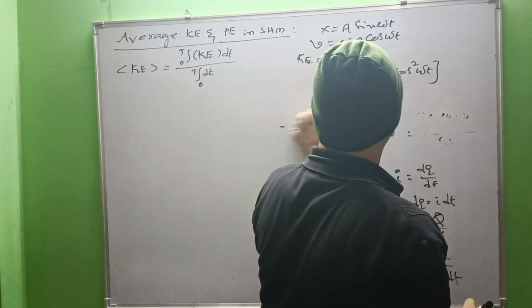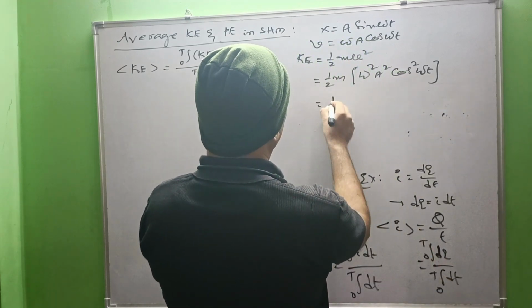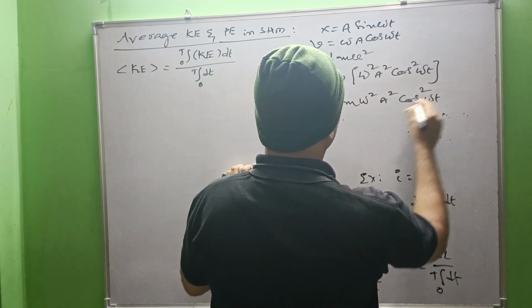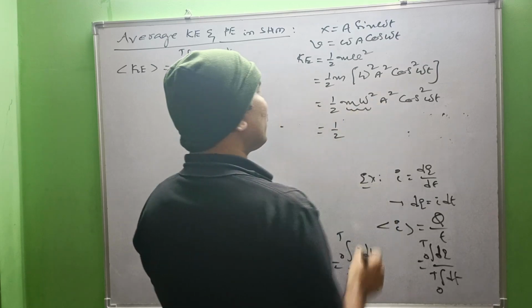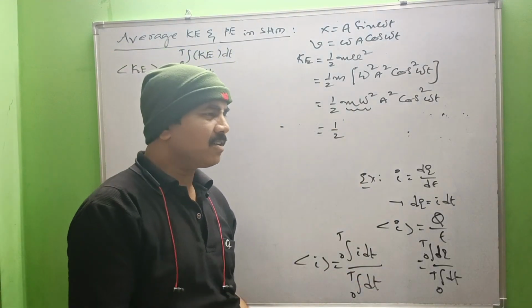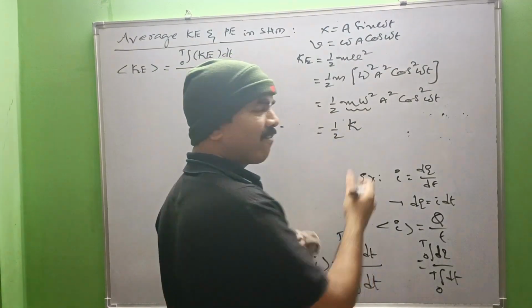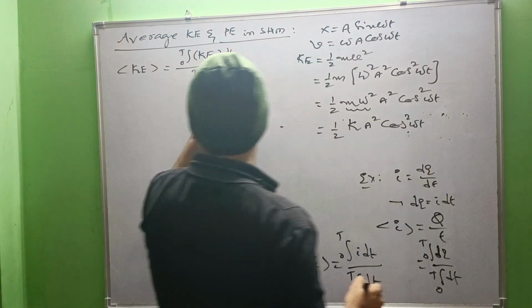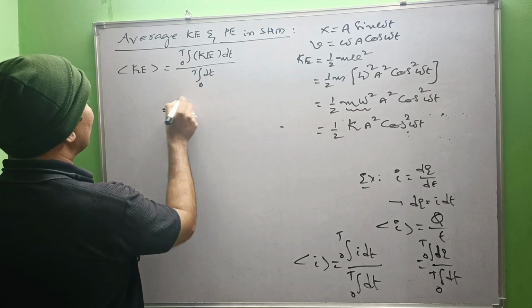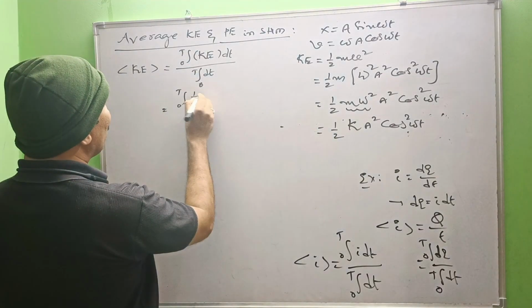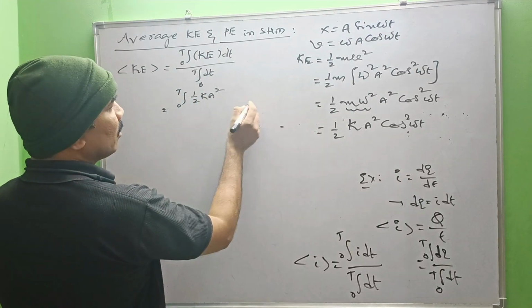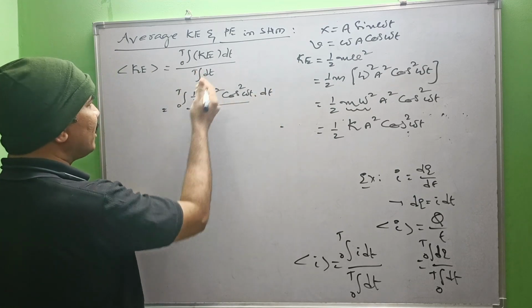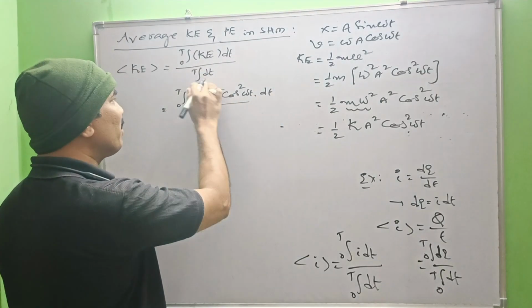So K equal to half m omega square a square cos square omega t. Here m omega square is one constant related to oscillation, that is k, something like a force constant, so that is half k a square cos square omega t. So replace here. So average kinetic energy equal to integral 0 to T of half k a square cos square omega t into dt divided by integral 0 to T dt, which means T. Integral dt means upper limit minus lower limit, that is T.